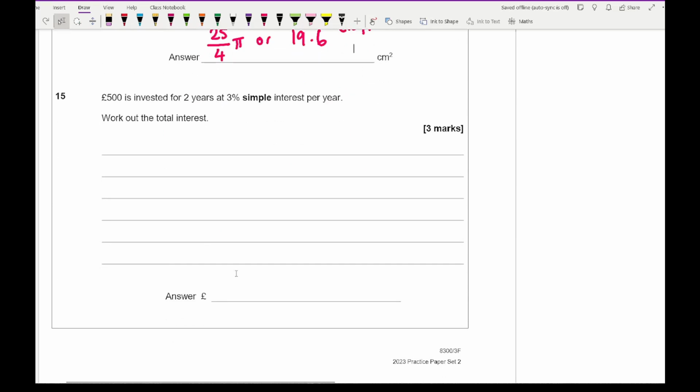For question 15, it says £500 is invested for 2 years at 3% simple interest per year. Work out the total interest. Now, simple interest is basically where you work out the interest from that amount and then you just multiply it by the time. So the interest amount never changes. So here, 1% of 500 is going to be 5, so 3% is going to be 15. And you want that for 2 years, so 15 times 2 gives me the correct answer of £30.